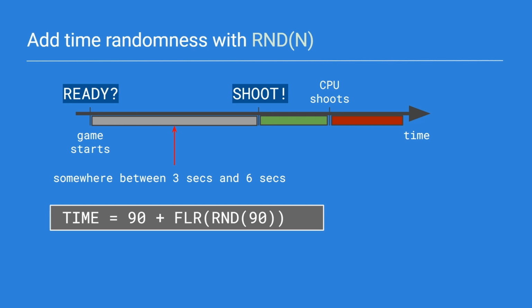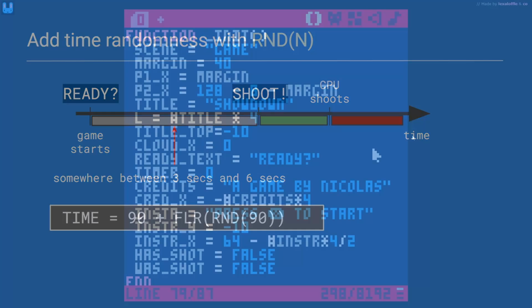And rather than using a fixed cooldown time of 90, which is 3 seconds, we're going to get a random number between 90 and 180, which is pretty much a period of time that will last anywhere between 3 seconds and 6 seconds. So let's go ahead and hop into our code, and we're going to add this in.